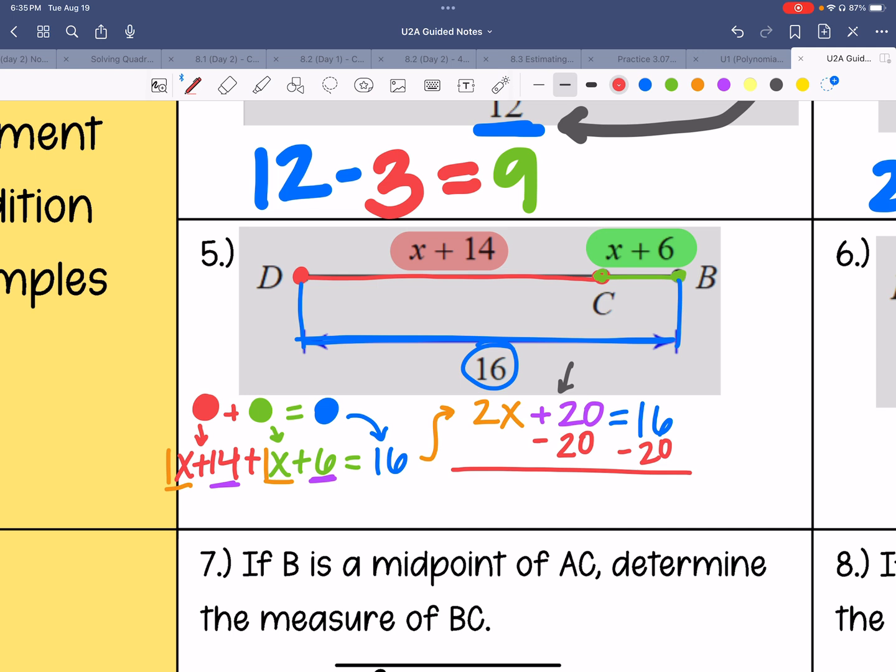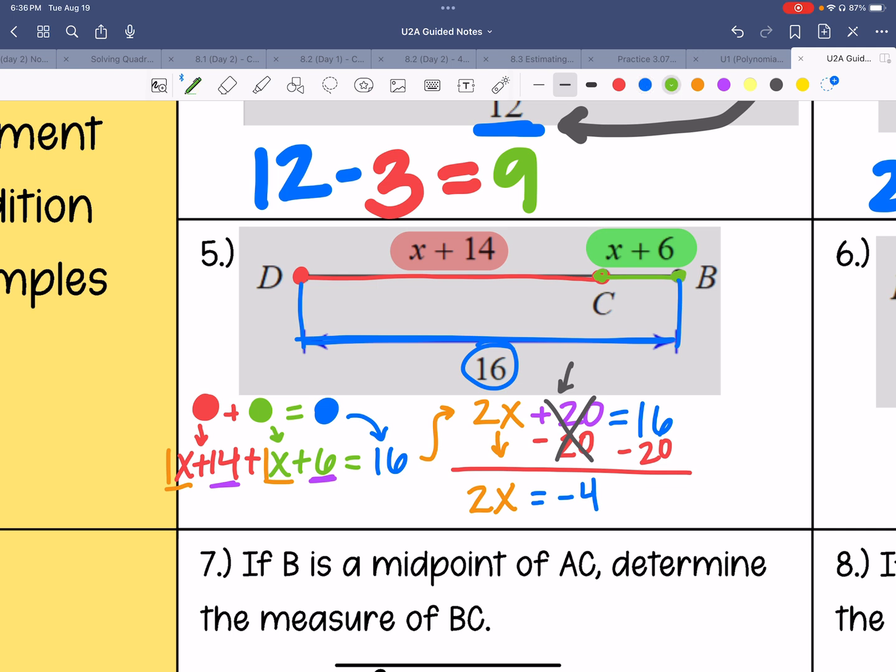Now, make sure when we are solving these equations that we are paying attention to our signs. We bring down our 2x. 20 minus 20 is 0, so that's why those cancel out. And then we subtract 16 minus 20, and that gives us a negative 4.